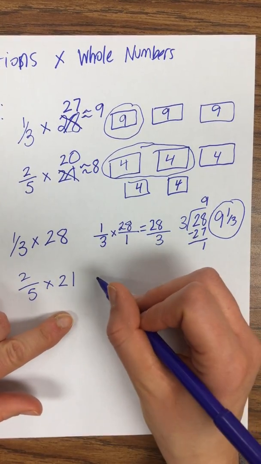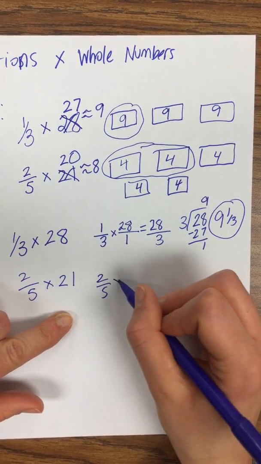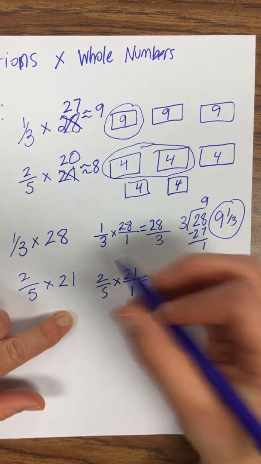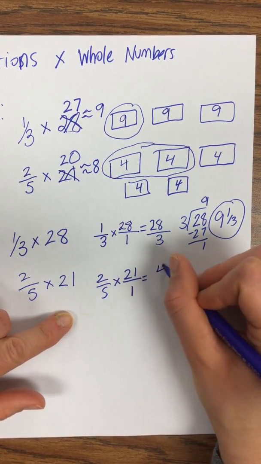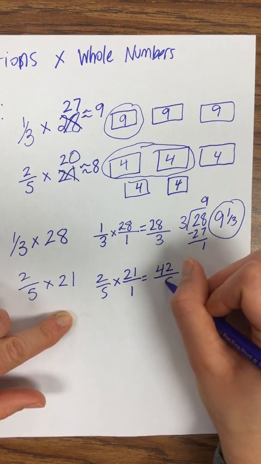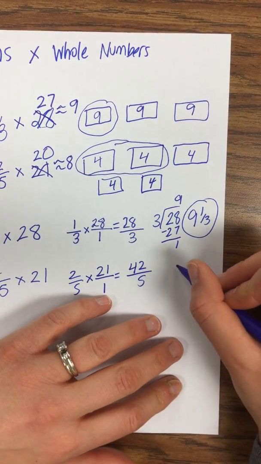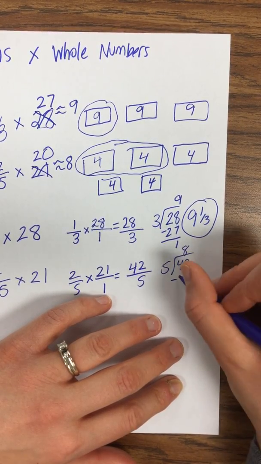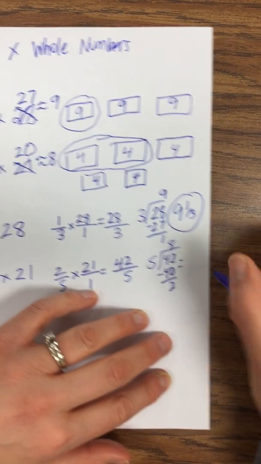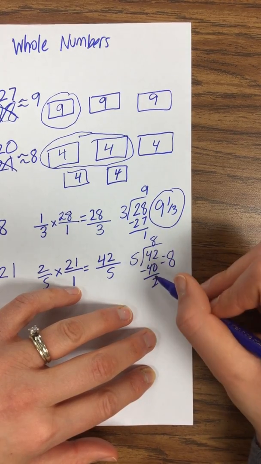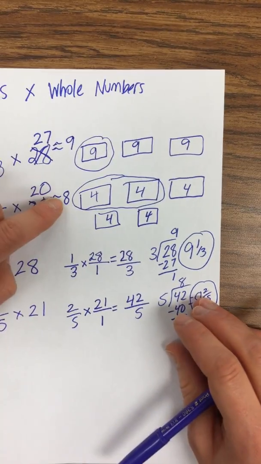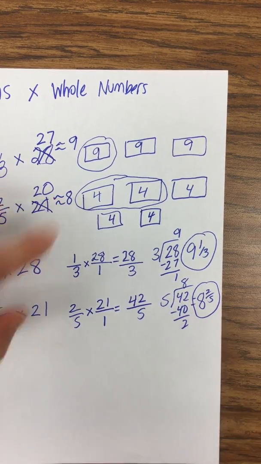Let's do the same thing with 2/5 times 21. I repeat that where I put 21 on top and 1 on the bottom. 2 times 21 is 42. 5 times 1 is 5. It's improper, so I have to change it. I know it will go in there 8 times. So my final answer is 8 and 2/5. And that's pretty close to my estimate of 8, so my answer is probably correct.